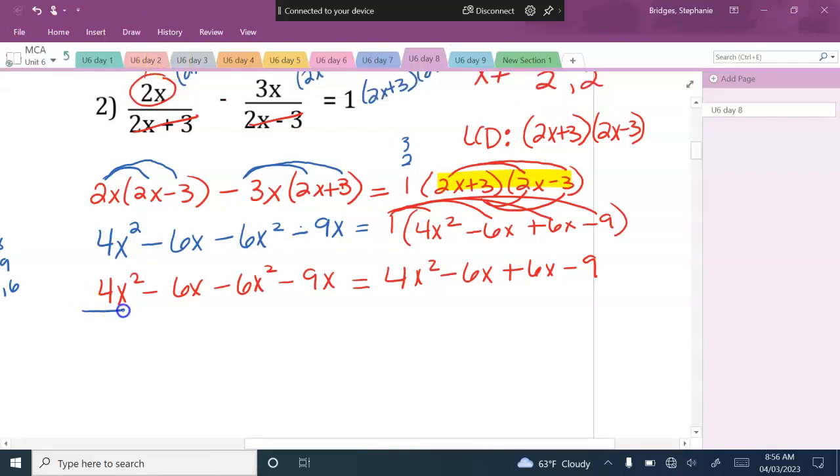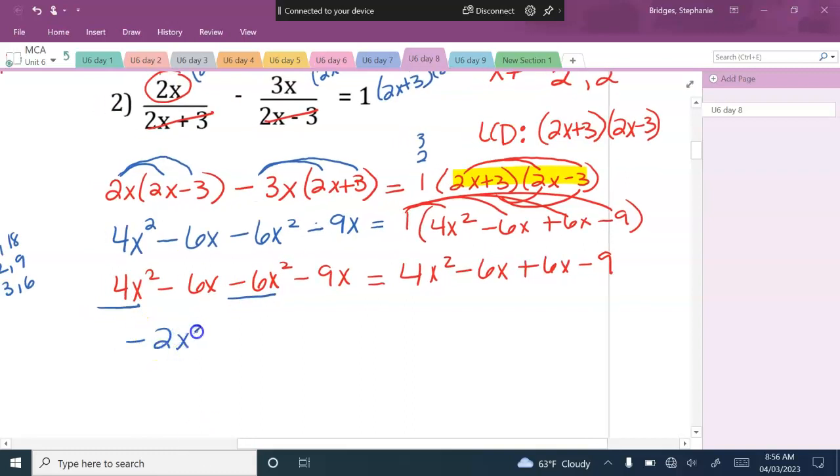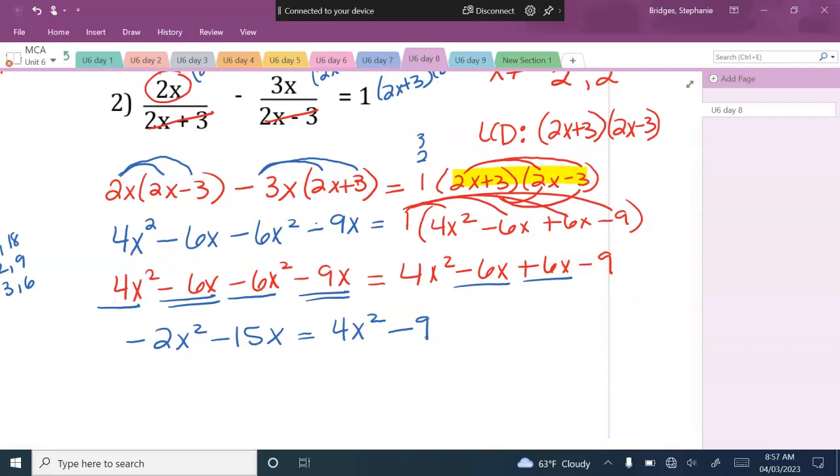Combining my like terms on the left side, that gives me a -2x squared. That's going to give me a -15x. Over here, those x's cancel out. So combining my terms, I've got a negative 2x squared minus 15x equals 4x squared minus 9. What am I going to have to do to solve? I'm going to have to factor, which means I have to get it equal to 0.